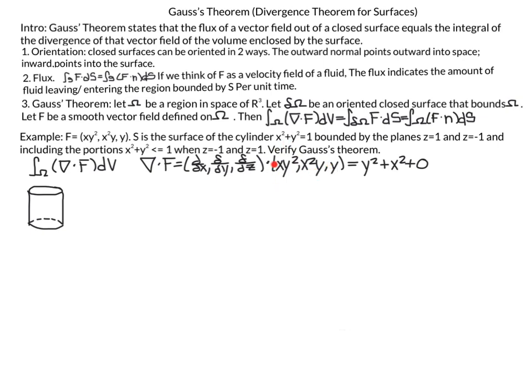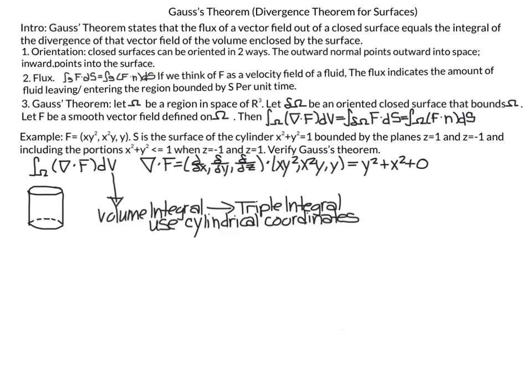Partial derivative of this with respect to x is y squared. Partial derivative of this with respect to y is going to be x squared. And the partial derivative of this with respect to z is 0. So we add them up and we get x squared plus y squared.